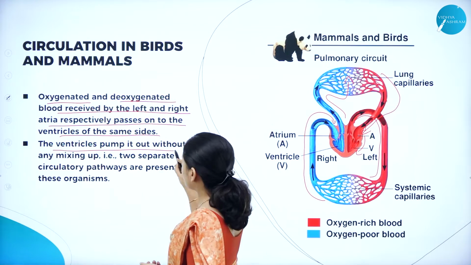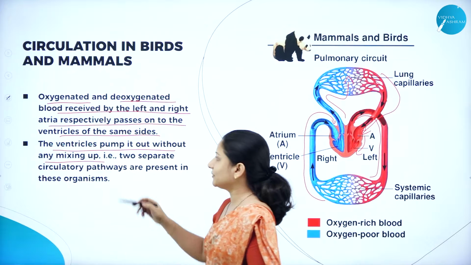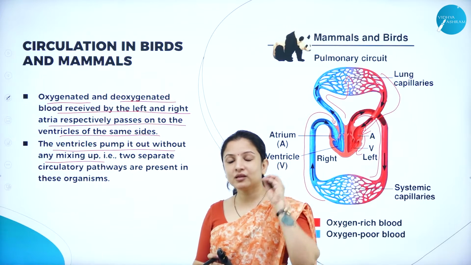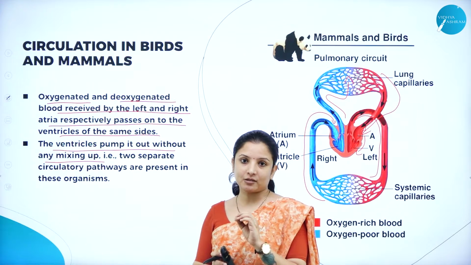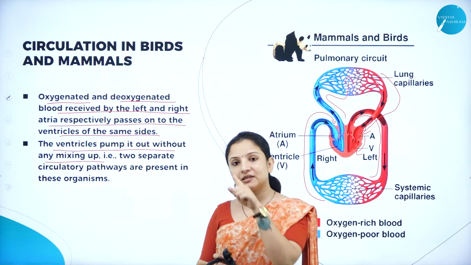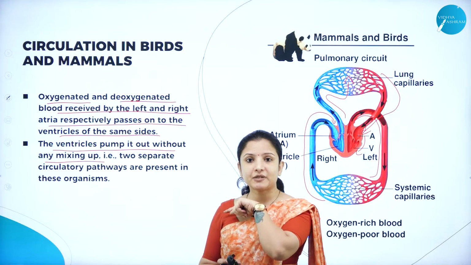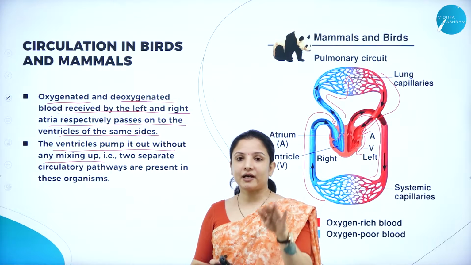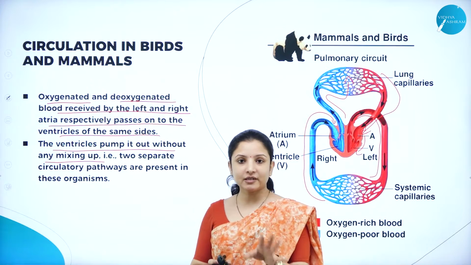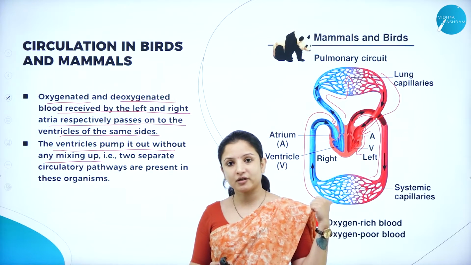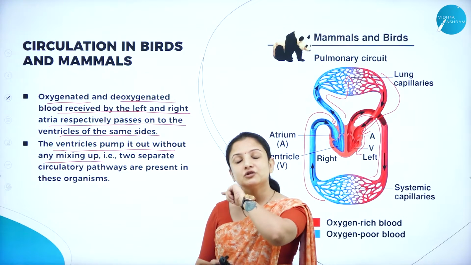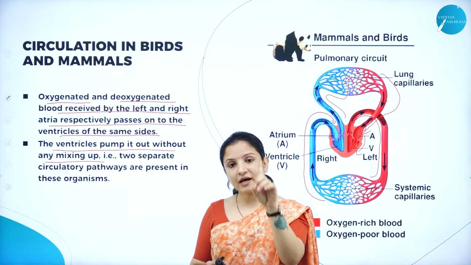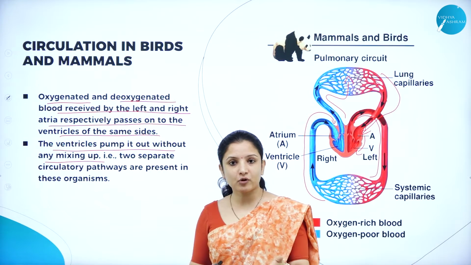So the ventricles pump out the deoxygenated blood without mixing it with the oxygenated blood. But remember what happens in the case of amphibians and reptiles, except for crocodiles. What happens there? Because only one ventricle is there, there is mixing up of the oxygenated and the deoxygenated blood. But that problem is not there here. Even that problem was not there in the case of fishes. Why? Because fishes had only one atrium and one ventricle. So that problem was not there.